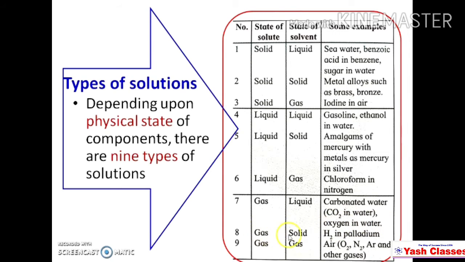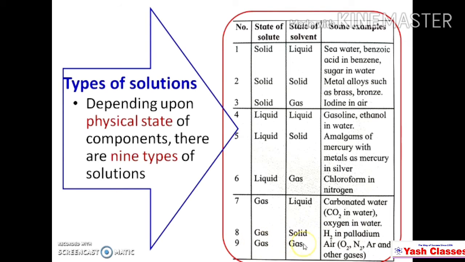Next type is gas in solid type of solution. So example is adsorption of gas on the surface of solid. For example, adsorption of hydrogen on the surface of palladium. So this system becomes gas in solid type of system.